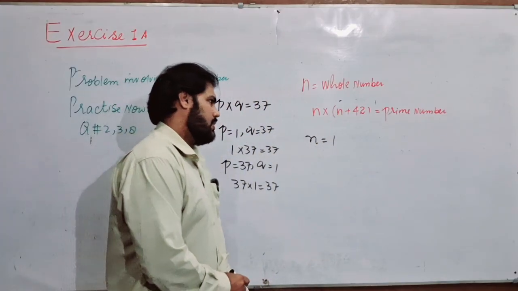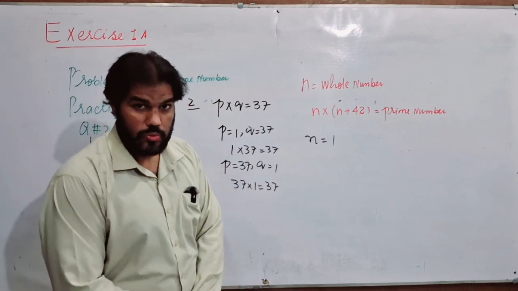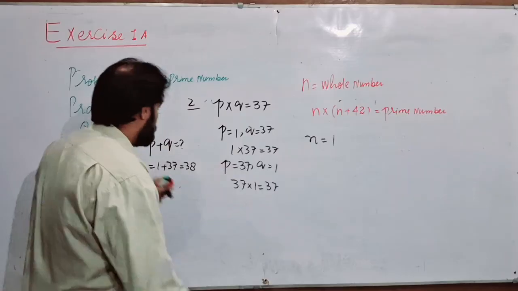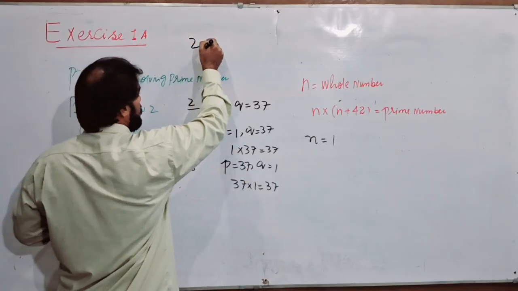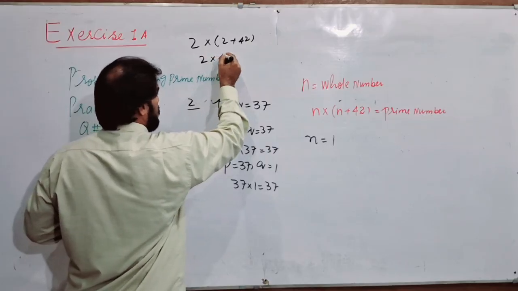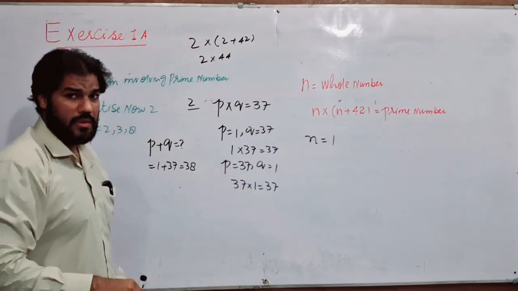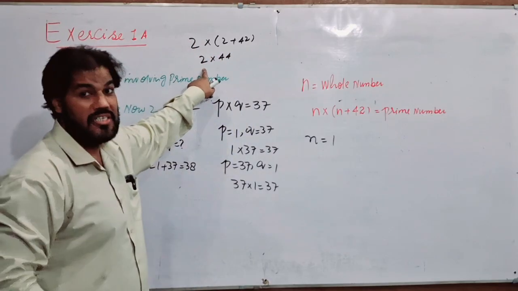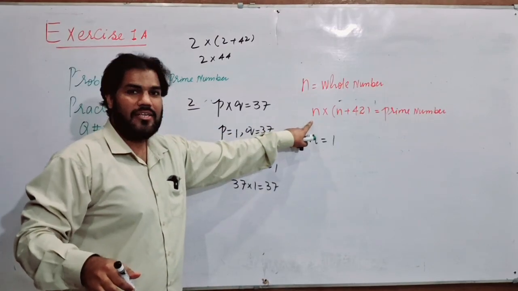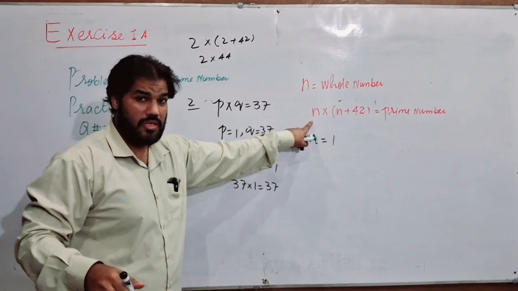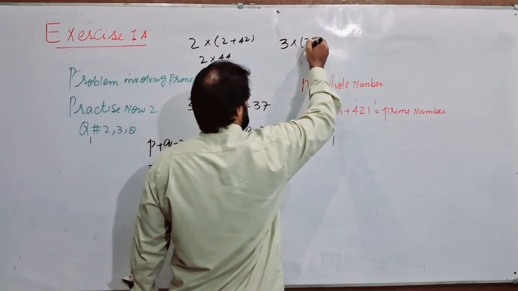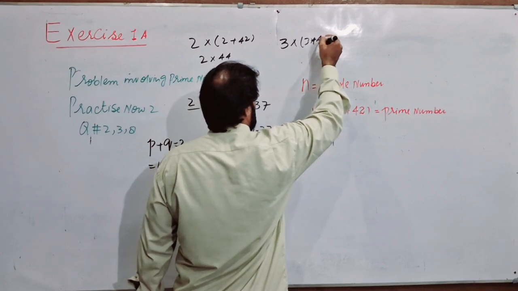Otherwise, suppose you take n is equal to 2, then what will be the answer of this number? The answer will be 2 into 2 plus 42. This becomes 2 into 44. Clearly, this number is not a prime number because this is a multiple of 2, that is an even number. If some student says, sir, can we take n is equal to 3? No, this is not possible. If you take n is equal to 3 here, this becomes 3 into 3 plus 42, 3 plus 42, sorry.